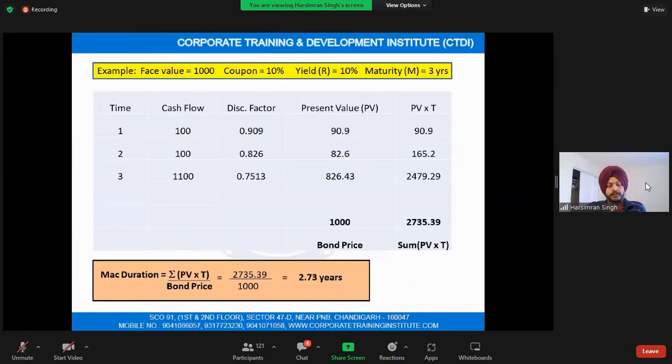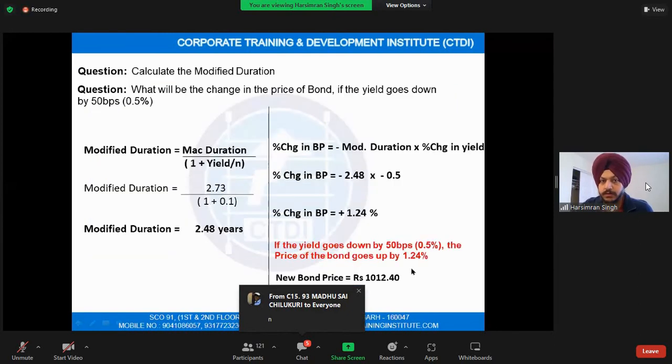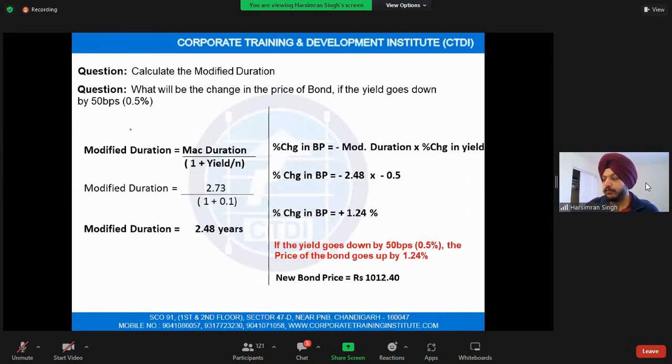Next. Now, in the continuity of this question, he says calculate modified duration. So what is the formula of modified duration? This is the formula of modified duration. Modified duration is equal to Macaulay's duration divided by 1 plus yield by n.